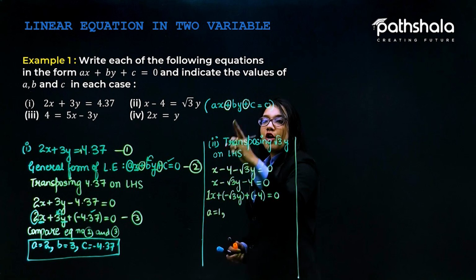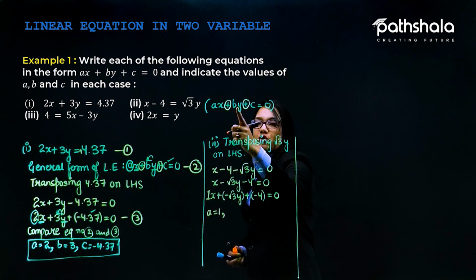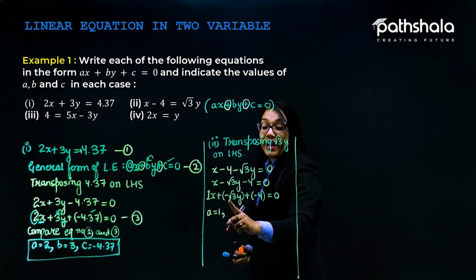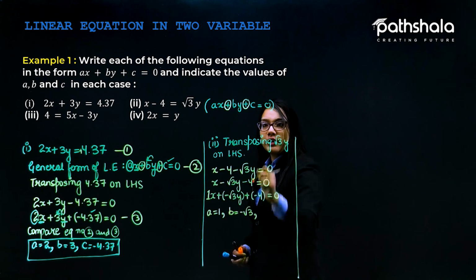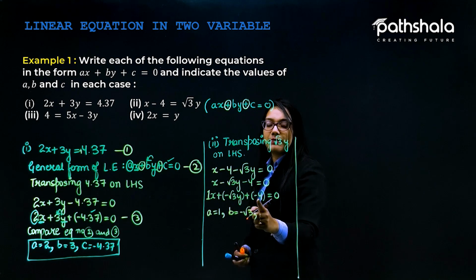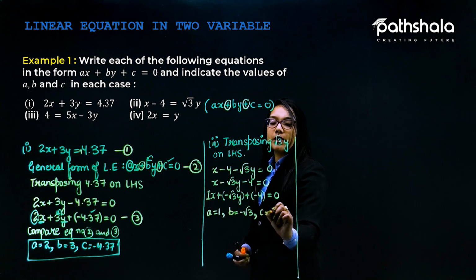So a will be 1. Further move on, we have the coefficient of y as b, we have the coefficient of y as minus root 3. So b is nothing but minus of root 3. Further, we have the constant as c, we have the constant as minus of 4. So c is nothing but minus of 4.